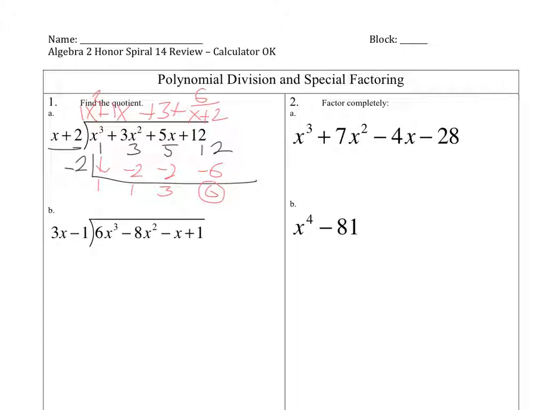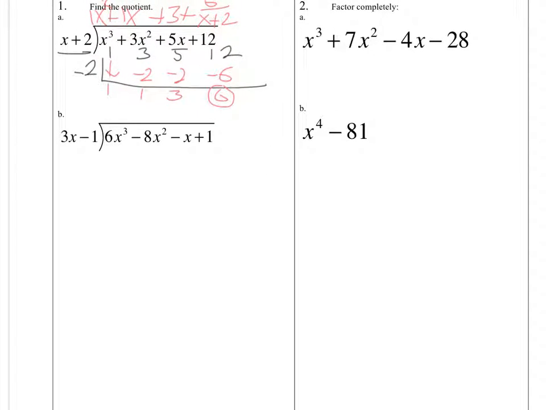For the second one, this is not as good a candidate for synthetic division. I could, but I have to do some extra work, so I'm going to avoid that. Make sure I'm not missing any pieces: 3, 2, 1, 0. Okay, all my degrees are there. What do I multiply 3x by to get to 6x cubed? That's going to be 2x squared because 3 times 2 is 6. Distribute that down, and I get 6x cubed minus 2x squared. We're going to subtract, and I get 0.